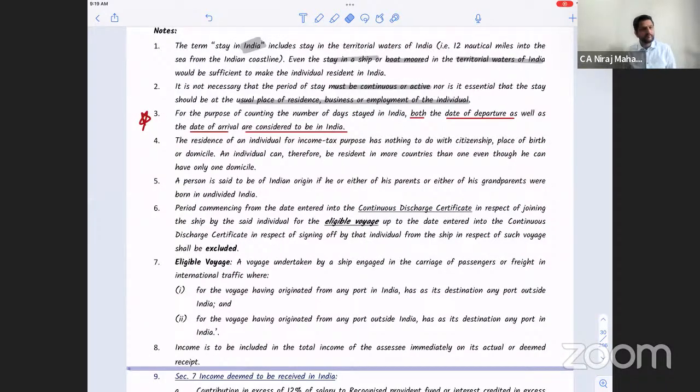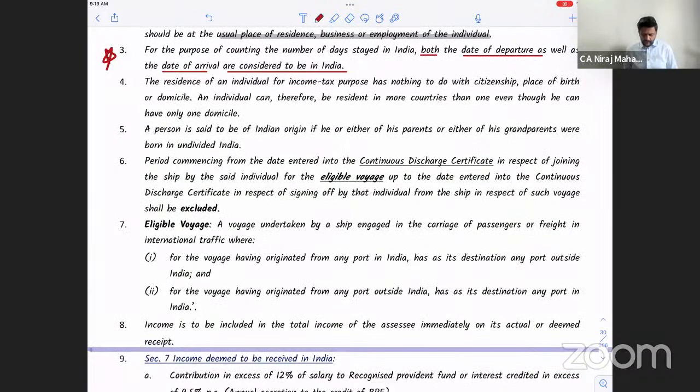Next point. Point number 4. The residence of an individual for income tax purpose has nothing to do with the citizenship. Important. Residence means stay. For income tax purpose it has nothing to do with citizenship. I told you Katrina Kaif, Akshay Kumar may have citizenship of some other country. Yes, everybody.